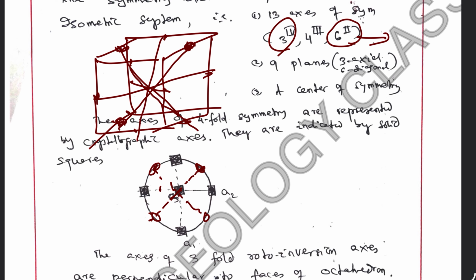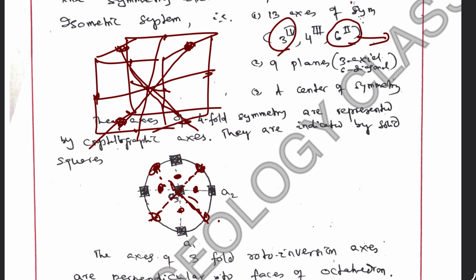This axis here, inclined, is an axis of 2-pole symmetry. This is inclined, an axis of 2-pole symmetry. So this axis is 2-pole symmetry. This axis is 2-pole symmetry. These two are vertical. But this is inclined.